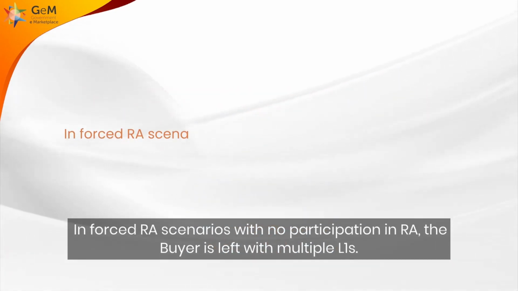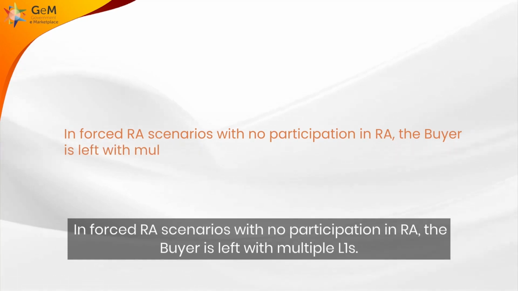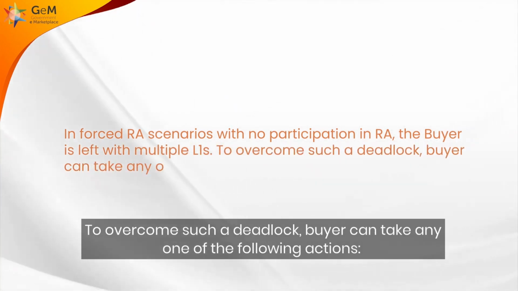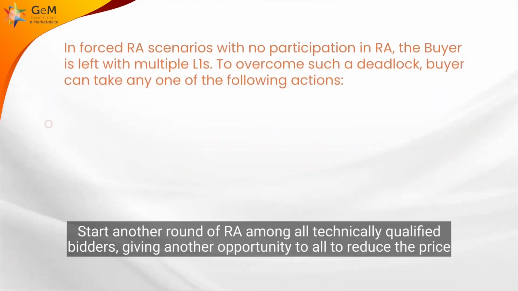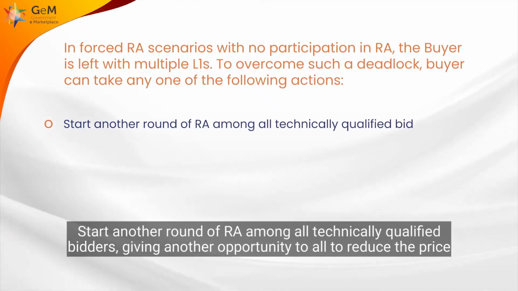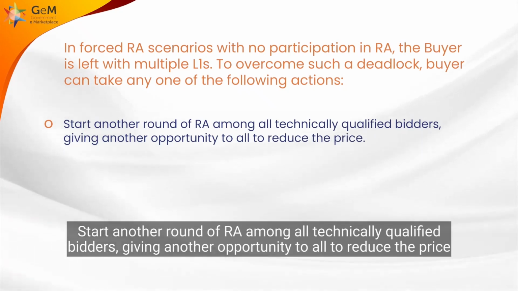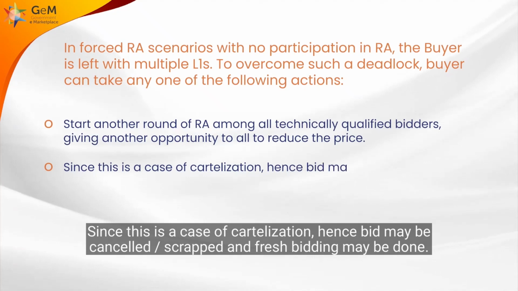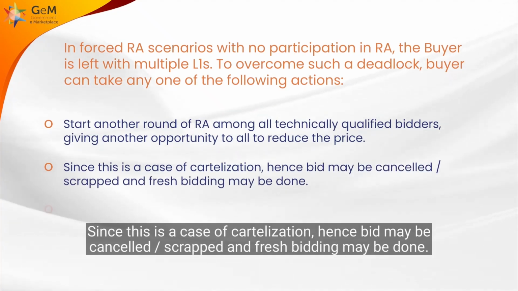In forced RA scenarios, with no participation in RA, the buyer is left with multiple L1s. To overcome such a deadlock, buyer can take any one of the following actions. Start another round of RA among all technically qualified bidders, giving another opportunity to all to reduce the price. Since this is a case of cartelization, hence bid may be cancelled or scrapped and fresh bidding may be done.